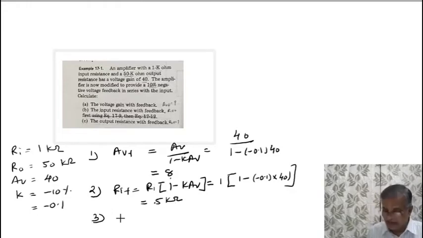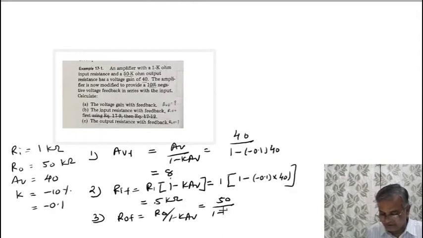Third, ROF. What is ROF? RO upon 1 minus KV. This is 50 kilo ohm upon 1 plus 4, since KV you know is 4. So you get the answer, nothing but 10 kilo ohm.